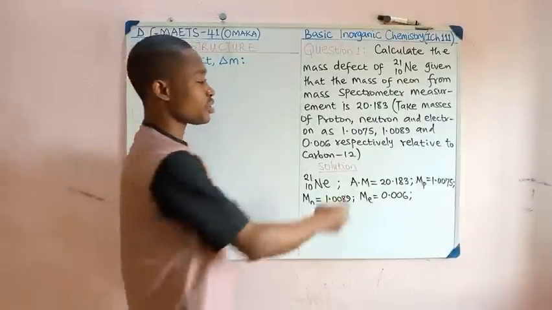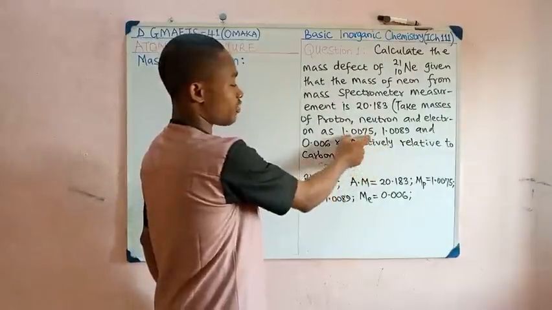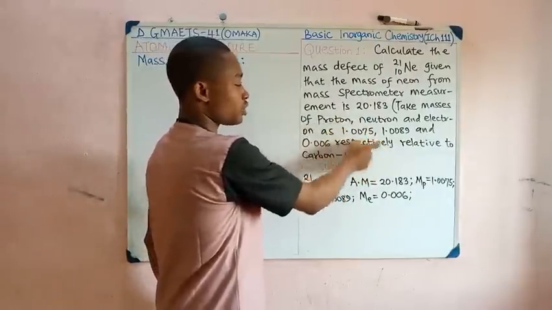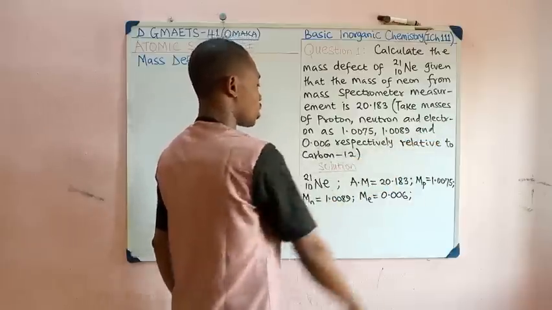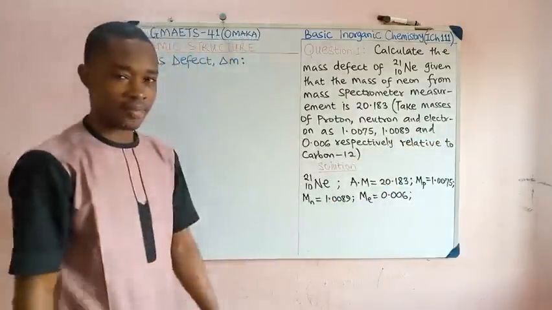Now the masses given to us here with the word respectively shows that the first number goes with the first item here, proton, the next number goes with the second item, the particle neutron, and then the next one goes with electron. Is that okay?